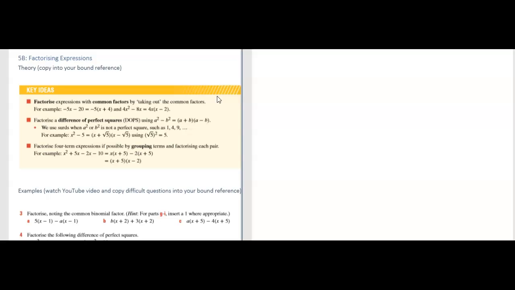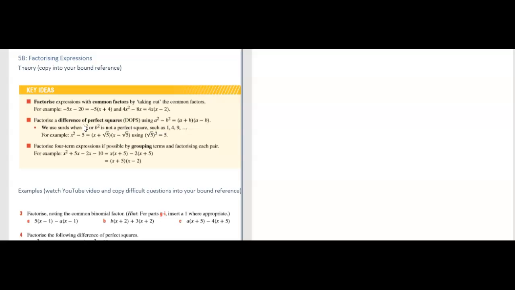5B is just looking at factorising. Factorising just means we're taking out common factors. For the example here, we've got negative 5x minus 20. The common factor there is negative 5, so negative 5 goes into both terms. For the next one, the common factor is 4x because we have 4x in both terms. You can see it's factorised by taking 4x out.